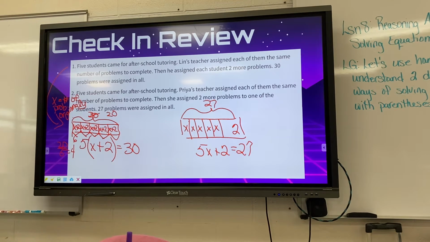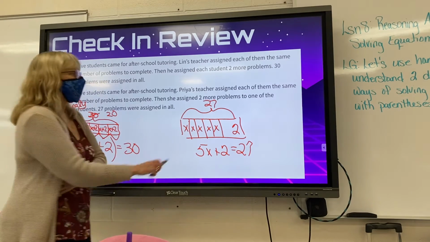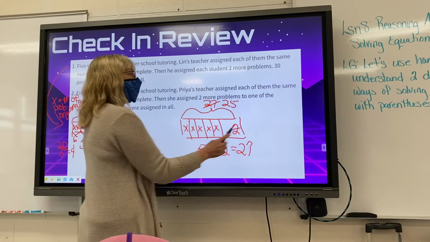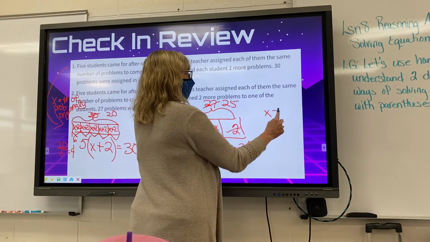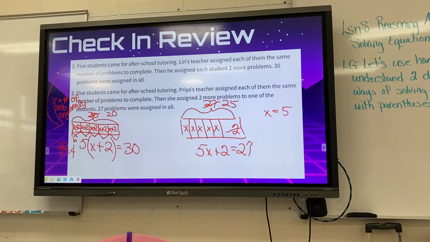Okay. All right, how would we solve this one? Subtract the 2. That gives you 25. Then divide 25 by 5. And that would give you x equals 5. And what does that 5 mean in that story? 5 problems per student. Is that all they did? 5 problems per student? Coop?